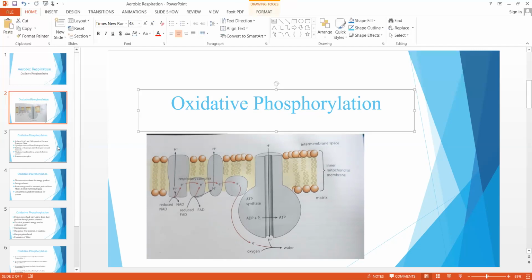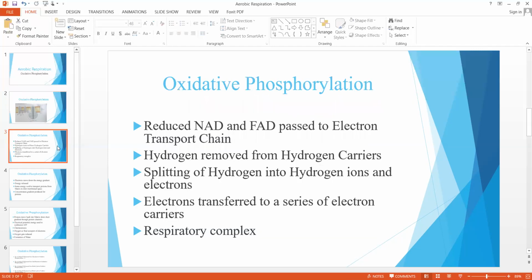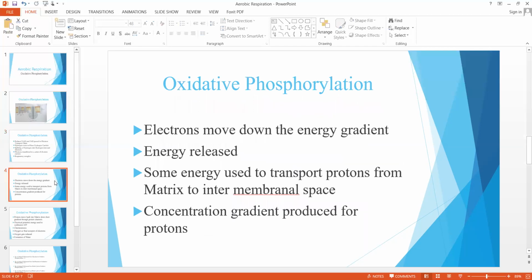Now, these are the bullet points once again. Reduced NAD and FAD pass to the electron transport chain. Hydrogen is removed from the hydrogen carriers. Splitting of hydrogen takes place. Electrons are transferred to a series of electron carriers. Then we talked about the respiratory complex. And then electrons move down the energy gradient. In this process, energy is released. Some energy is used to transport protons from the matrix to the intermembranous space by the process of active transport.